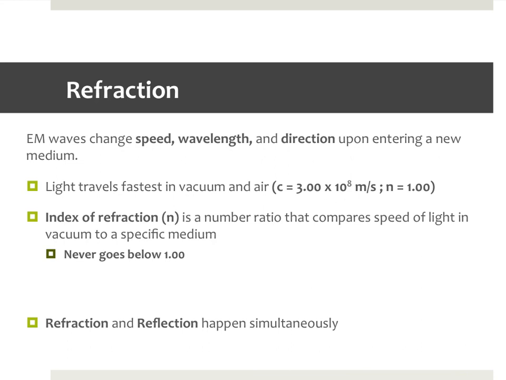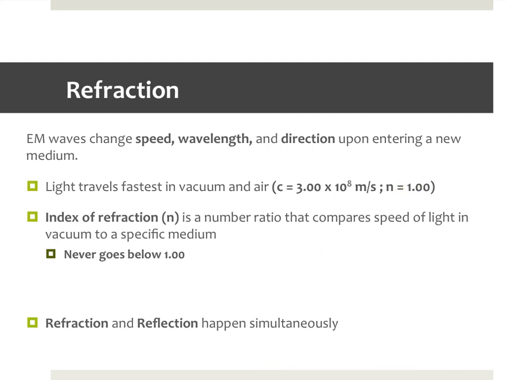If you saw with the other wave behaviors, they only require the same medium. But refraction happens when light travels from one medium to another. So you need two mediums. So light travels fastest in vacuum and air. So I gave both the speed, right here, and the n value.